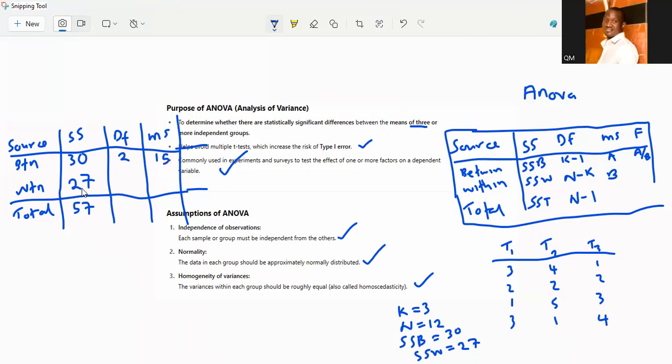How do you find the degree of freedom for within? N minus K. What was our N? 12. 12 minus 3 is 9. So 27 divided by 9 is 3. The total here on the degree of freedom, we get 11.